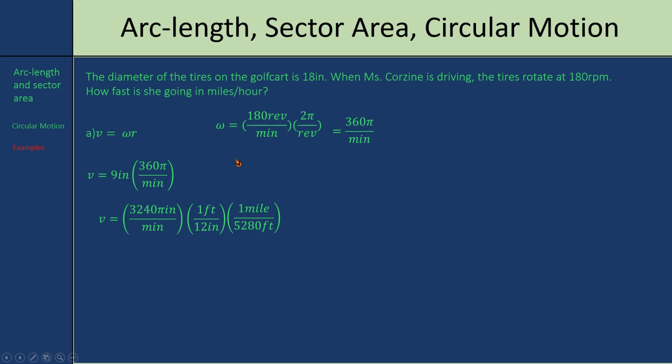All right. But I have minutes. They want hours. So I have to cancel out minutes. I put minutes on top. So 60 minutes on top and 1 hour at the bottom. Then I just multiply across, numbers on top divided by numbers at the bottom. And I get 9.64 miles per hour.